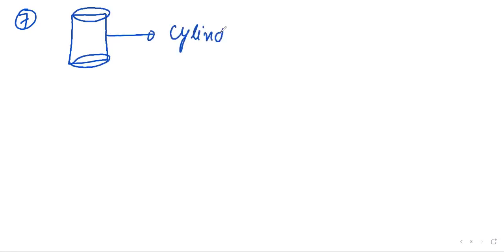Now look at question number 7. A solid cylinder of mass 2 kg. This is your solid cylinder, so the cylinder structure will be like this, right? Whose mass is given, that is 2 kg, and radius is 4 centimeter.